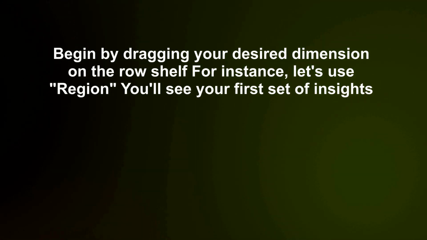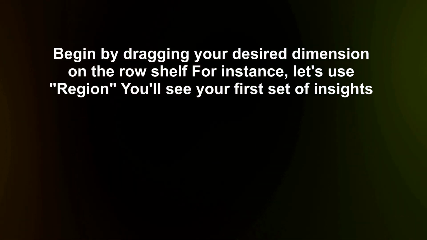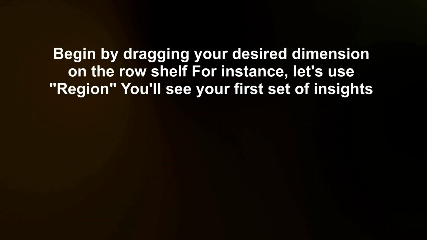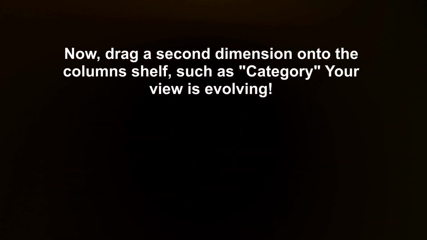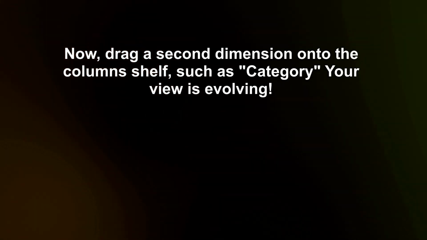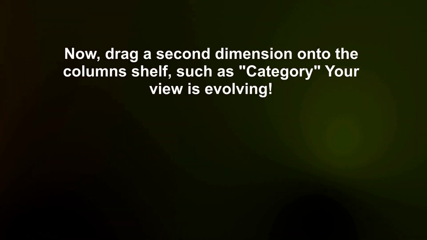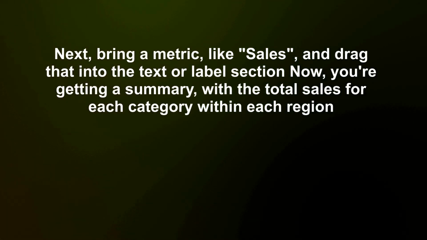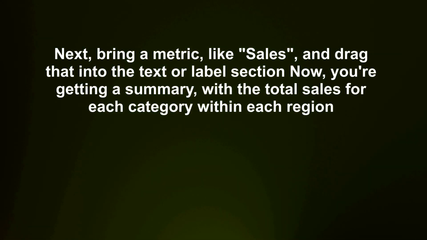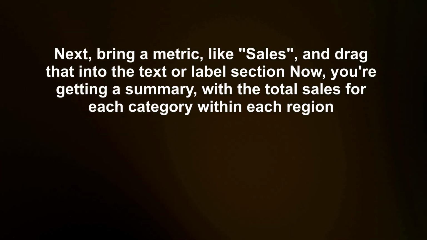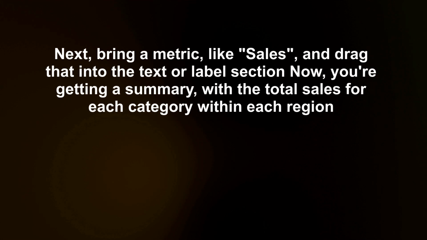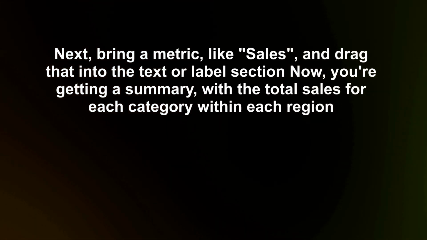Begin by dragging your desired dimension on the row shelf. For instance, let's use region. You'll see your first set of insights. Now, drag a second dimension onto the columns shelf, such as category. Your view is evolving. Next, bring a metric, like sales, and drag that into the text or label section. Now, you're getting a summary, with the total sales for each category within each region.